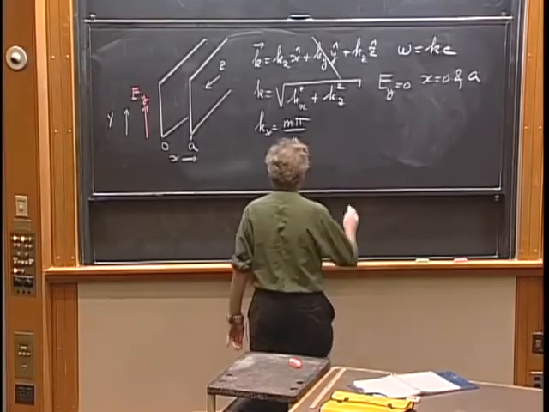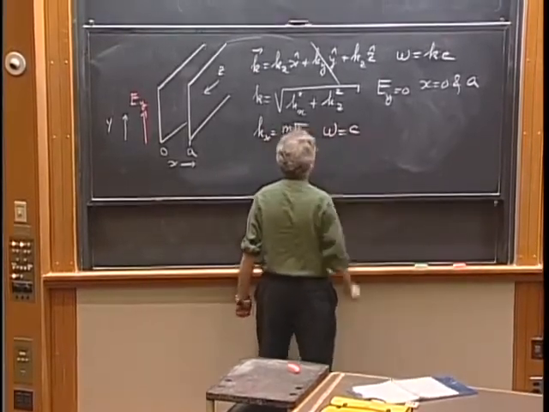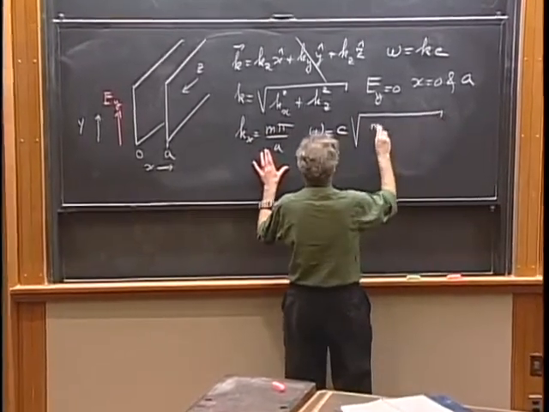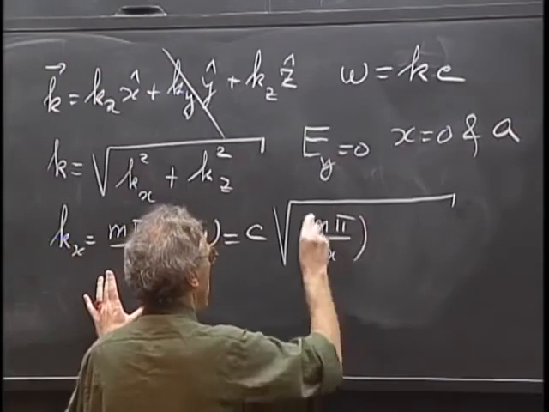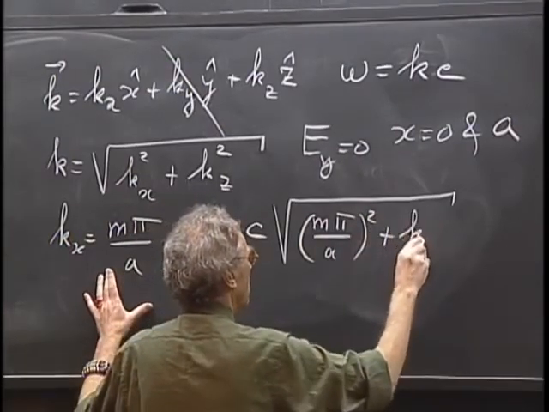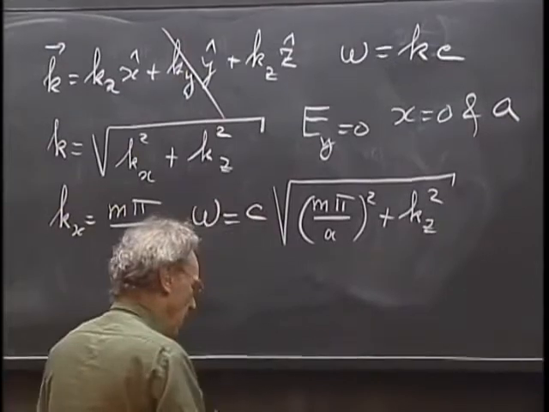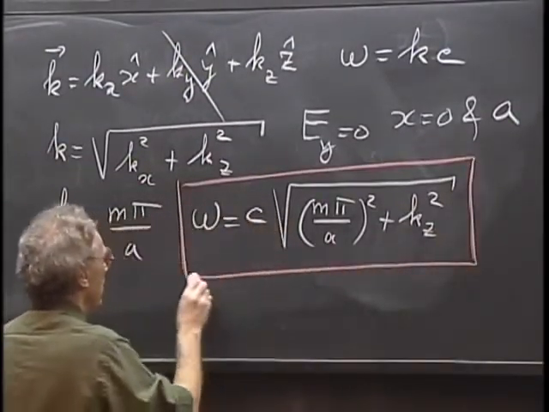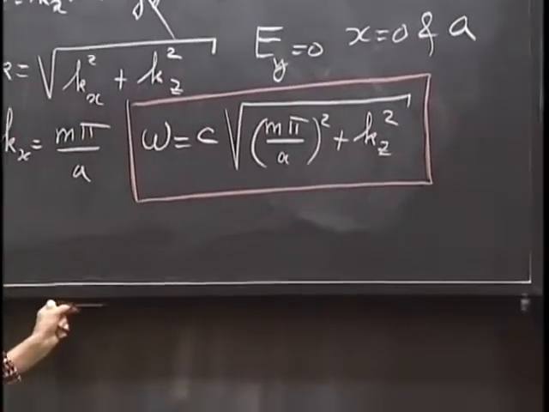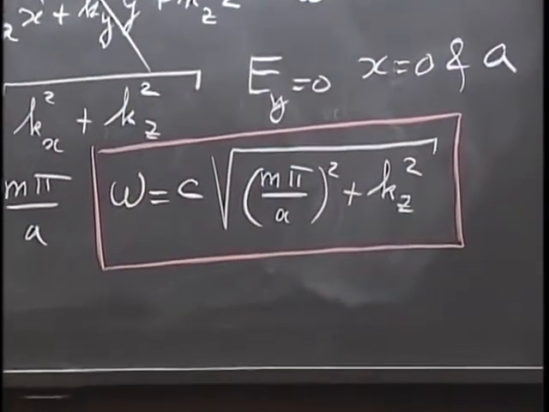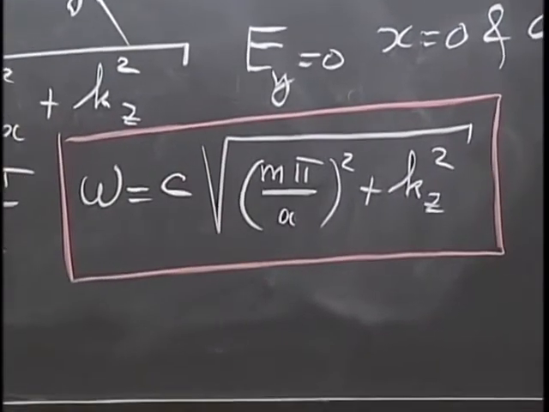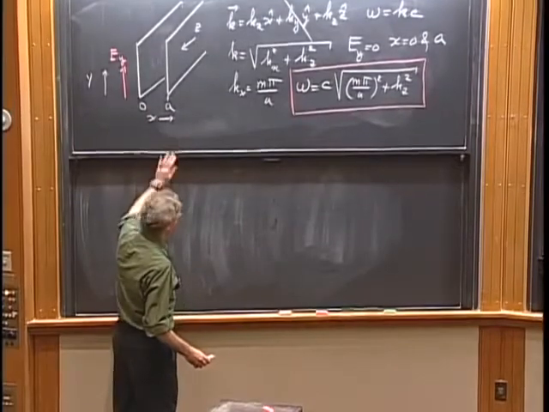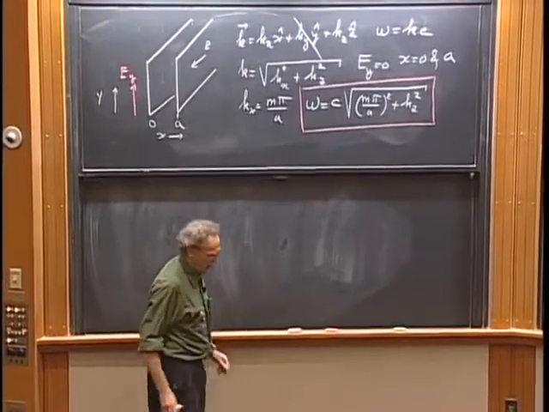And so omega will then be c times k, so it is c times the square root of (m pi over a) squared plus k of z squared. And this is what we call the dispersion relationship. This equation is responsible for a bizarre behavior, and the bizarre behavior can best be shown in a diagram which we call the omega-kz diagram.